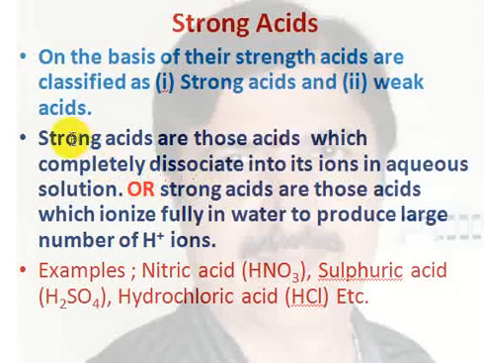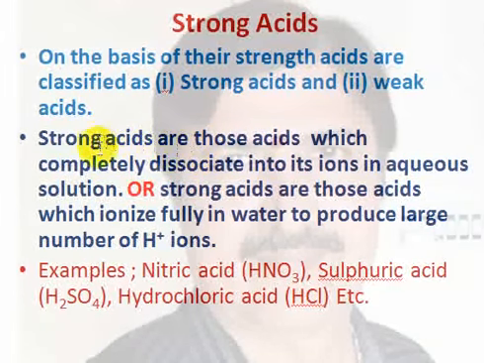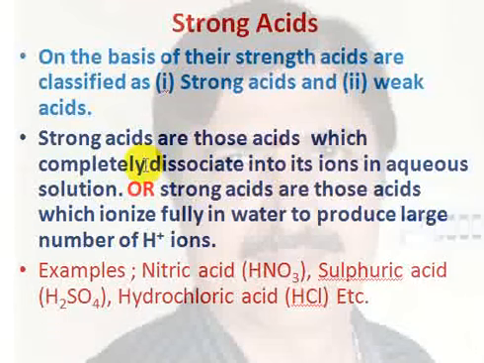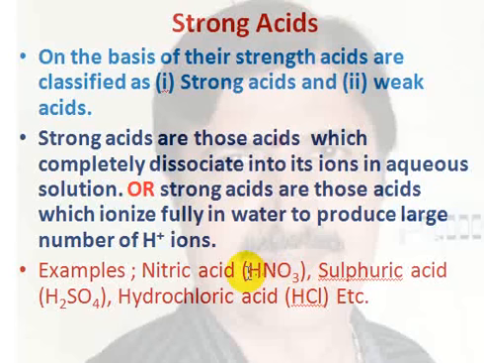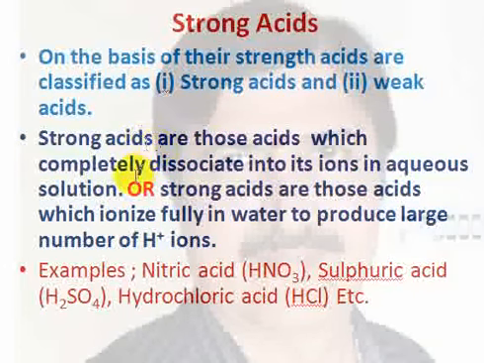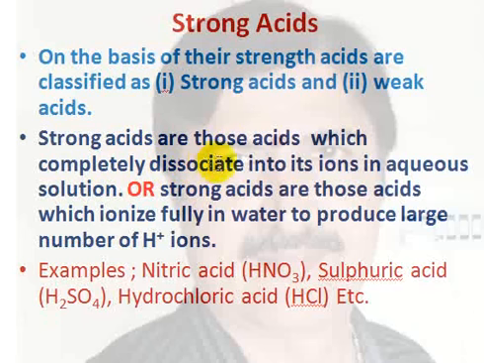Or otherwise, when an acid is added to water, if it undergoes complete dissociation, or ionization we may call. So if complete dissociation, for example, you have taken nitric acid. If 100 molecules of nitric acid are added to water, and all 100 molecules undergo dissociation and produce 100 H plus ions, then it is called a strong acid. If any acid, when added to water, dissociates partially, then it is called weak acid. So these are some examples for strong acids.